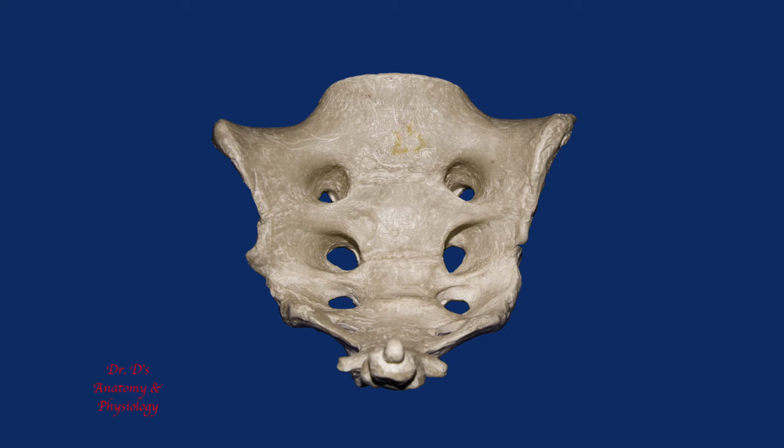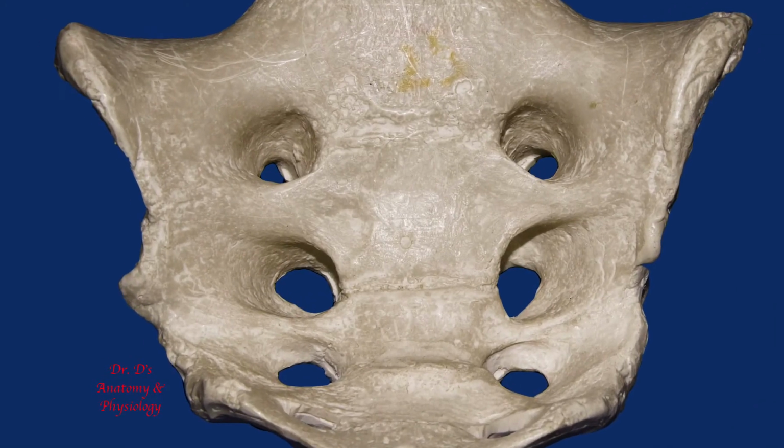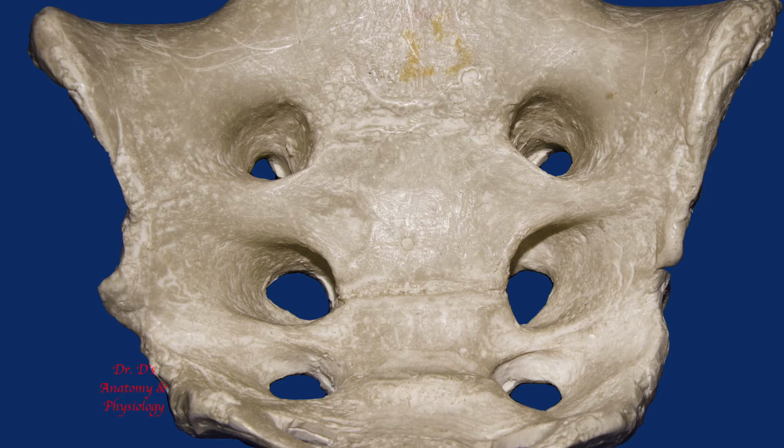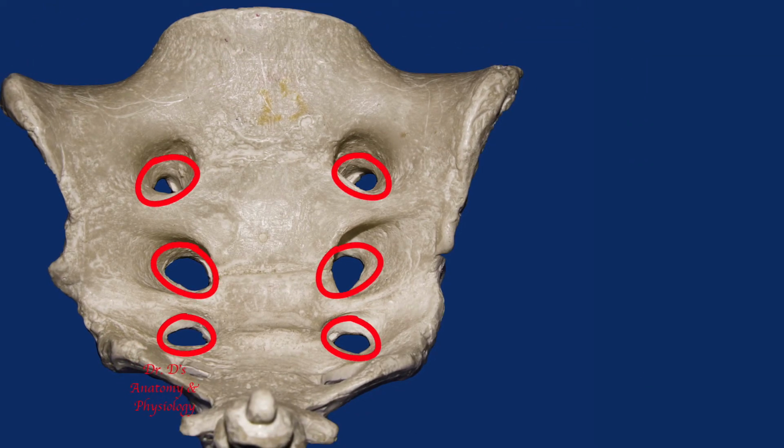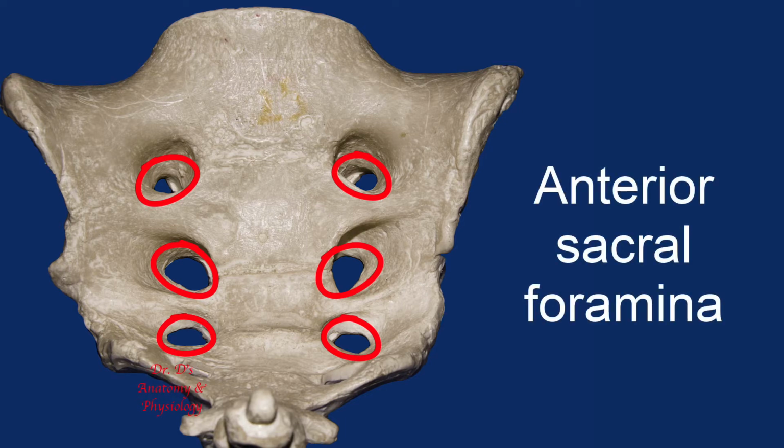Here is a specimen that came from a plastic skeleton, and I show this to illustrate how these transverse lines are not always obvious. So here you can see the locations of the transverse lines highlighted. Another consequence of this fusion is that the processes of the vertebrae fuse, but in a way that still permits the exit of sacral spinal nerves and their anterior and posterior branches. So here we can see the openings for these nerves, which are called the anterior sacral foramina.